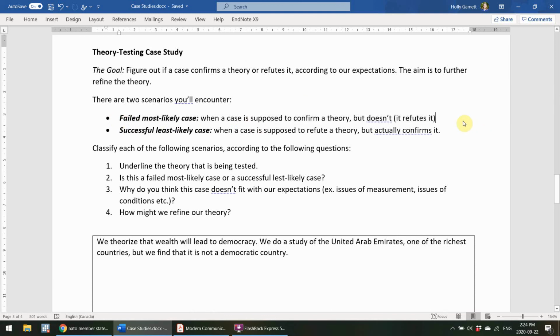It's a failed most likely case. So it's when a case really ought to confirm the theory, but it doesn't. And we'll get to an example of that in a second.